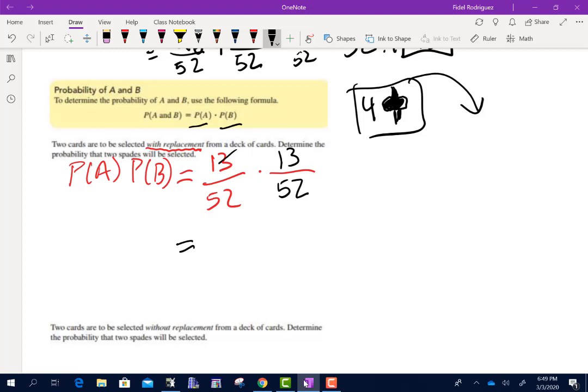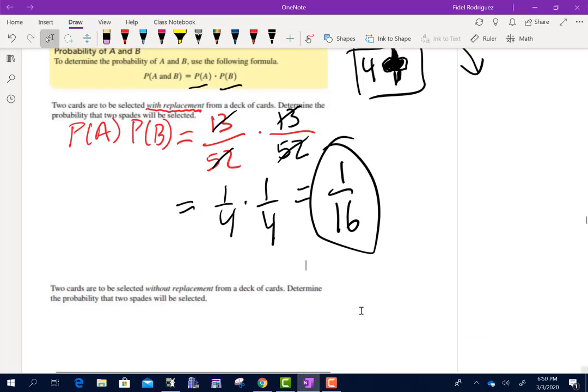So guys, if we divide both of these numbers by 13, that's going to give me 1/4 times another 1/4. That's now going to give me 1/16, right?